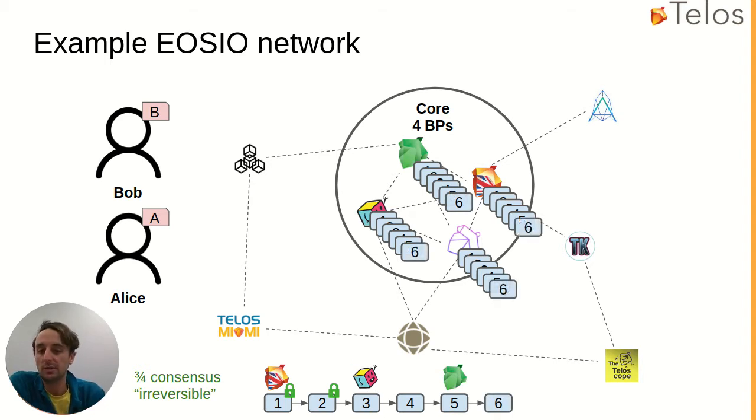So this process keeps happening. When the next producer creates the next block, that will then create an irreversible consensus block on the good blocks that they created.